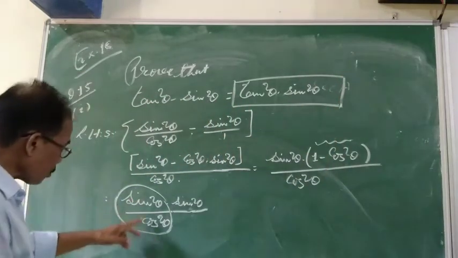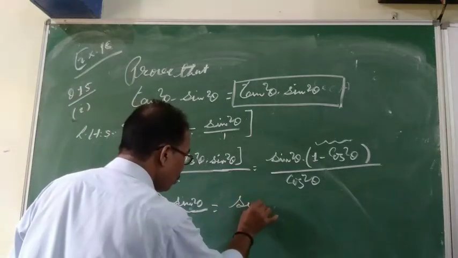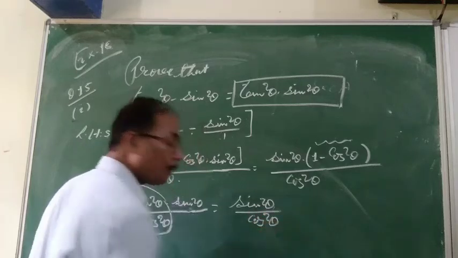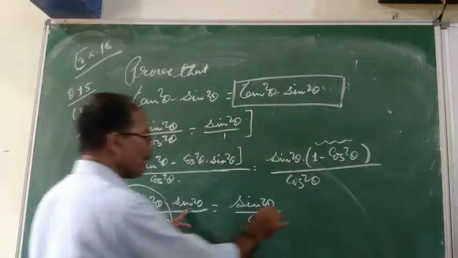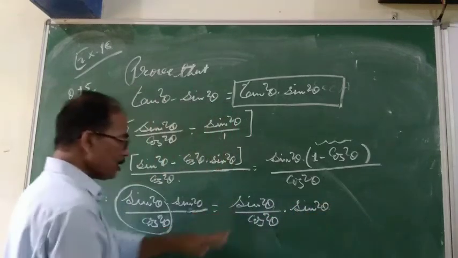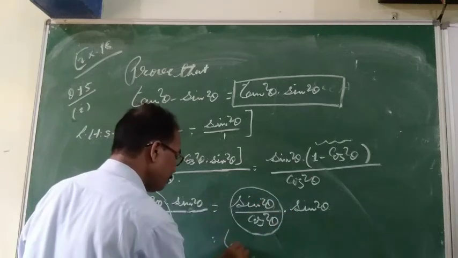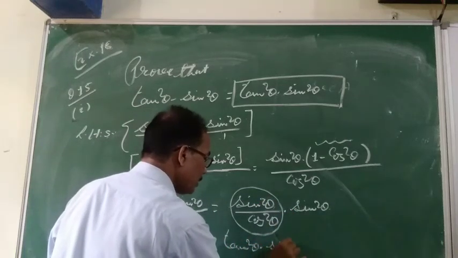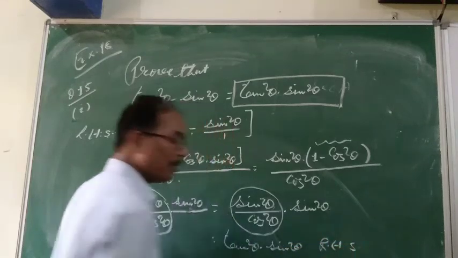So this sin square theta term will be written, that is equal to sin square theta by cos square theta to obtain tan square theta, into this sin square theta. That is equal to tan square theta into sin square theta. RHS, this is your RHS which we have to prove.